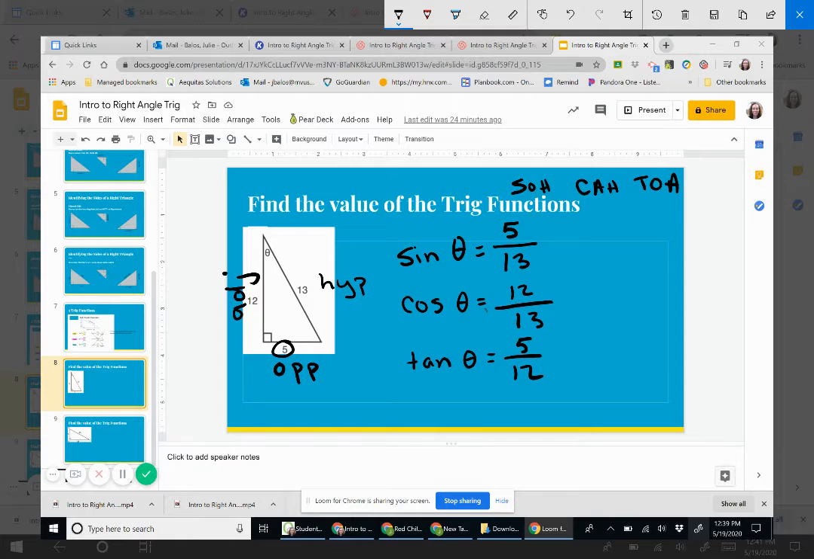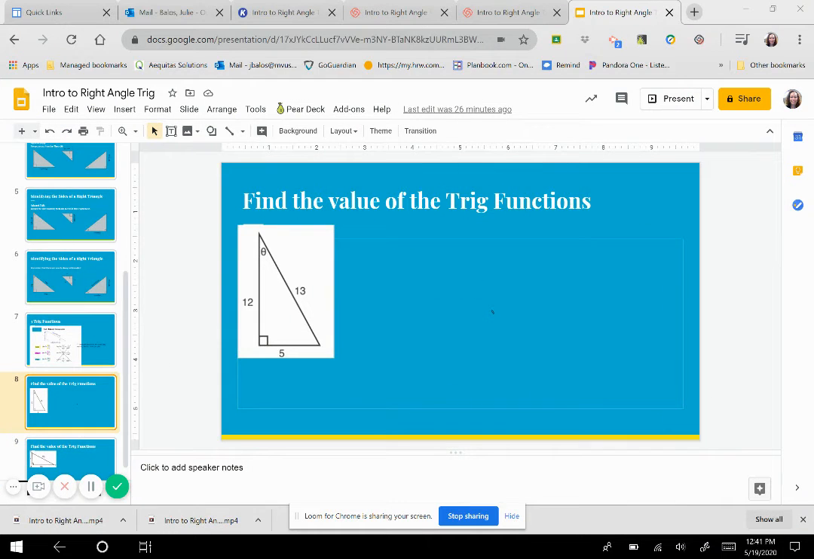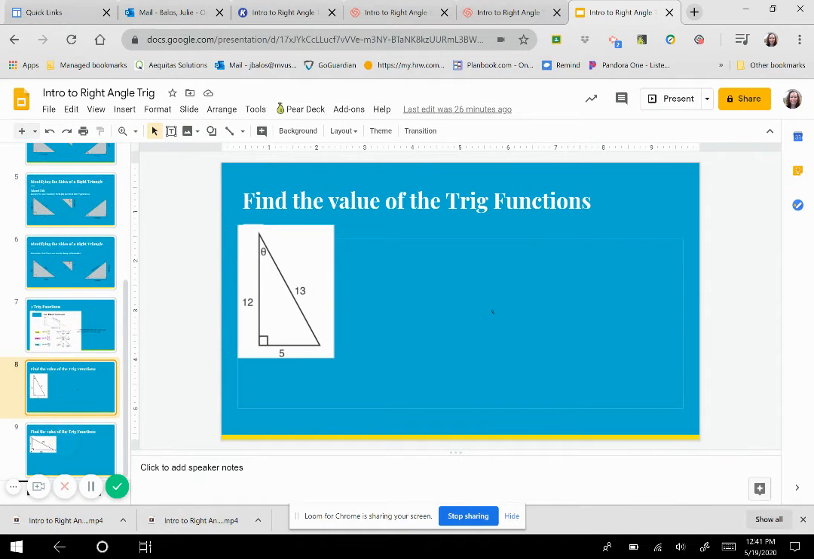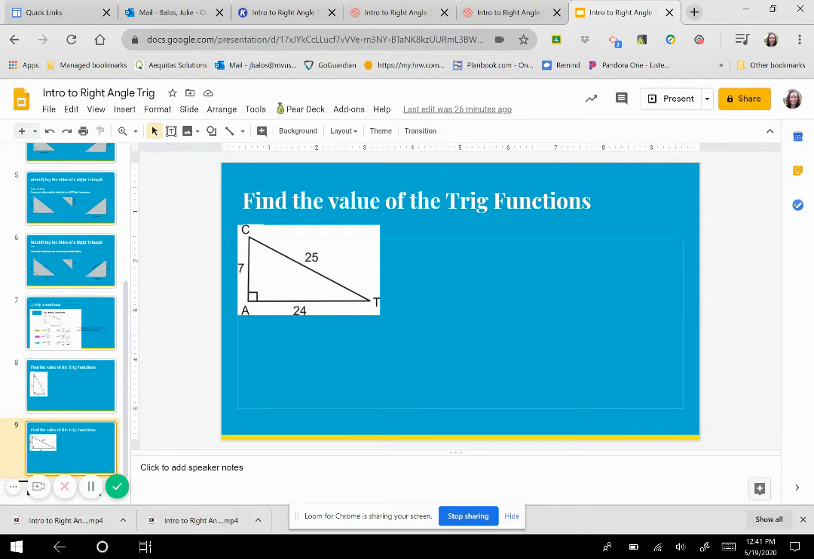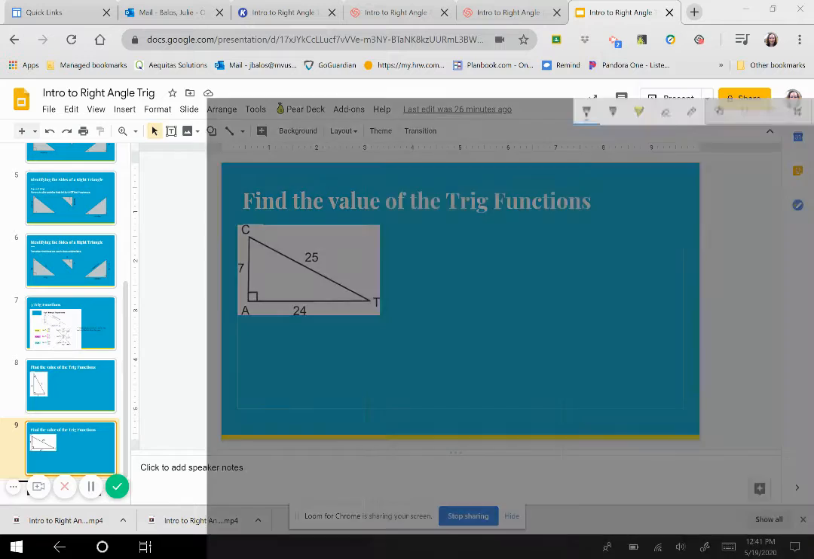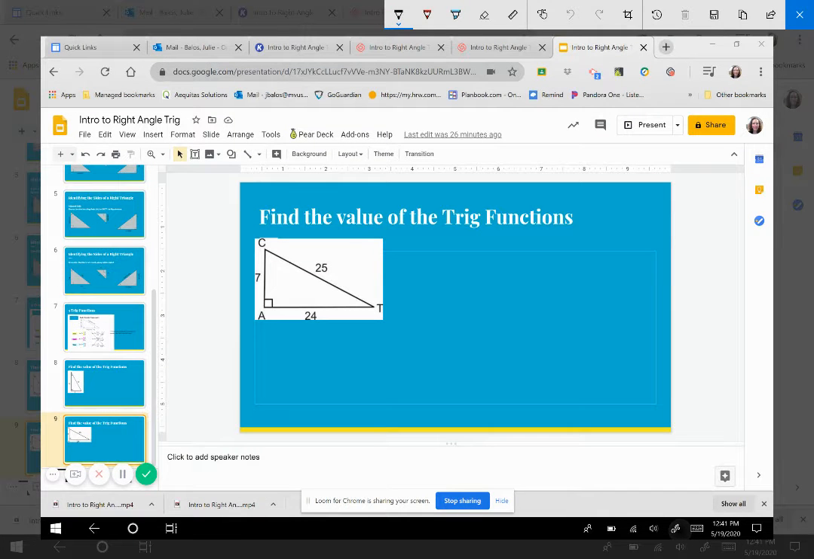Now, let's see. Okay, last one. Find the value of the trig functions. Well, look, we don't have a theta in this one. Angle A is a right angle, so it's irrelevant. We can find the trig functions for C or T.